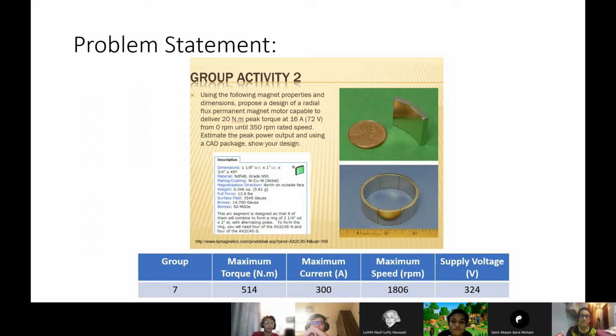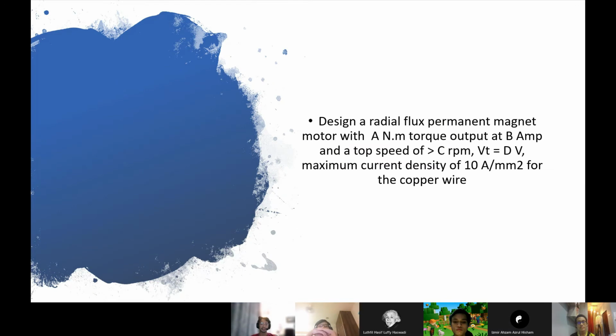As for the parameters, we have a maximum torque of 514 Nm, a maximum current of 300 amps, a maximum speed of 1806 RPM, and a supply voltage of 324 volts. We are here to design a radial flux permanent magnet motor with that torque output and current at the top speed, with a maximum current density of 10 amps per millimeter squared for the copper wire.